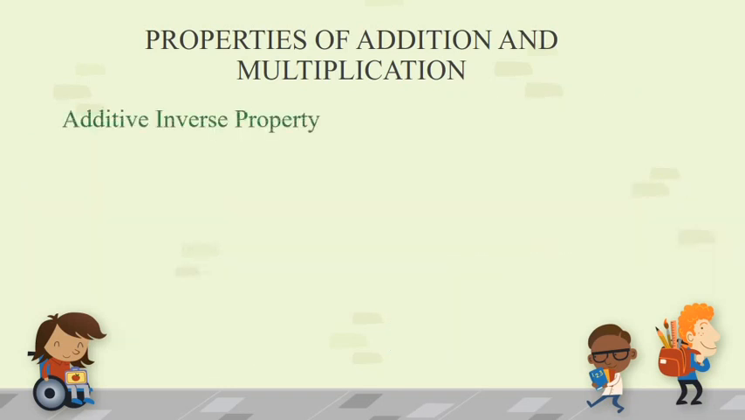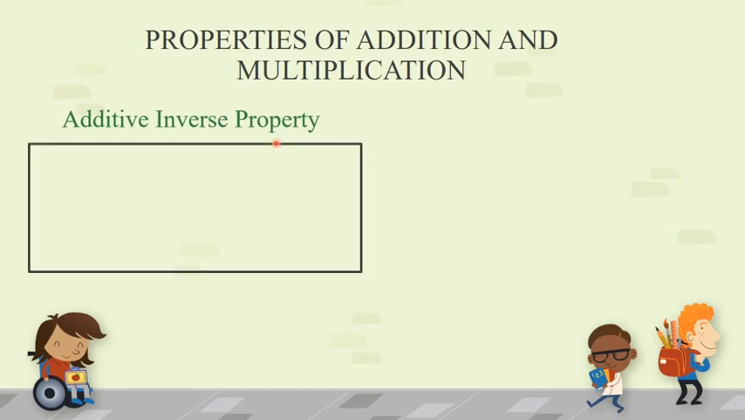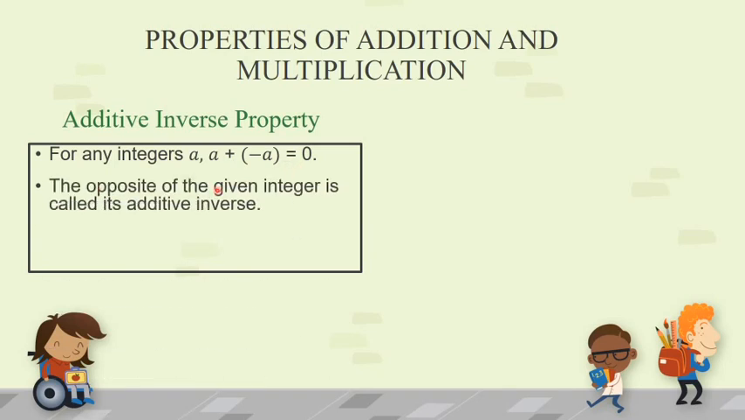Now, we have the additive inverse property. So, in symbol, for any integer a, we have a plus negative a is equal to 0. So, it means that the opposite of the given integer is called its additive inverse. So, the additive inverse of a is negative a, or vice versa. If we are given negative a, the additive inverse of negative a is positive a. And the sum of a number and its additive inverse is 0.